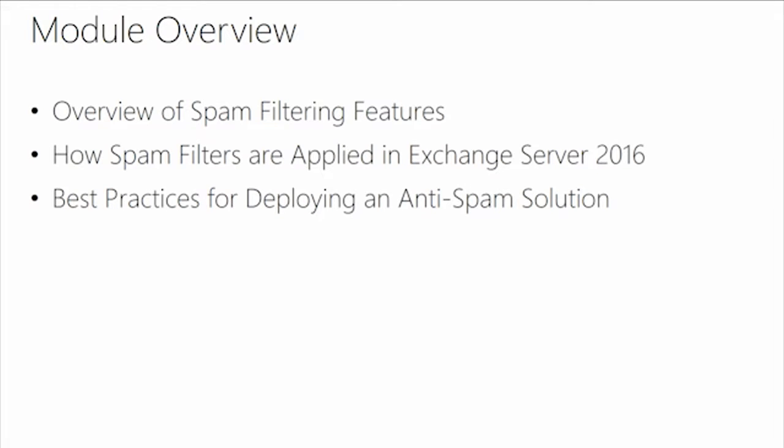So let's get started. In this course, we're going to look at how anti-spam works, the filtering features that are available in Exchange. And then we're going to look at how those spam features are applied in Exchange Server. So we'll talk about all of the different filters that are available in Exchange, and then end with some best practices on an anti-spam solution and what you should do in your organization to make the pain go away so that users never see spam.